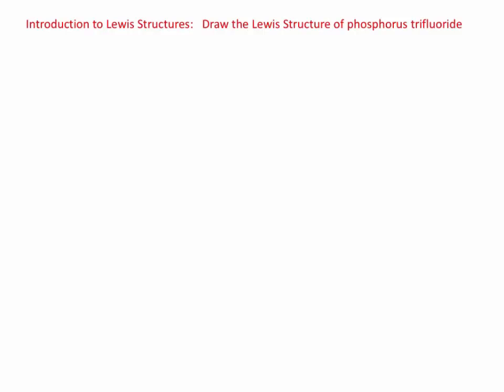This is how to draw the Lewis structure of phosphorus trifluoride, which is 1 phosphorus and 3 fluorine atoms. Now, many of you are used to the idea that you might take a phosphorus, which is in group 5 and therefore has 5 valence electrons, and 3 fluorines, which is in group 7 and therefore has 7 dots around it for 7 valence electrons, and try to draw a compound just by matching up dots.